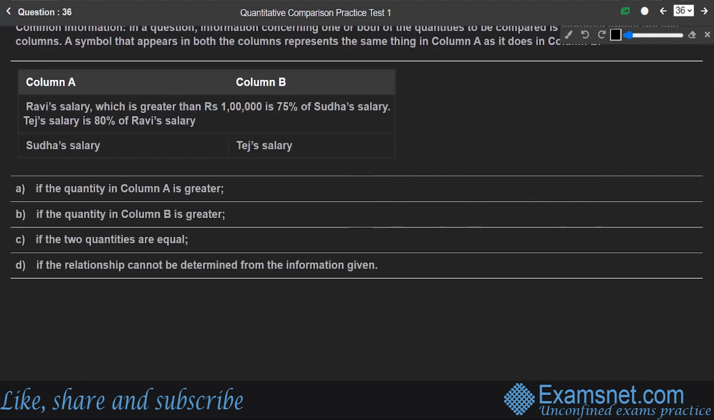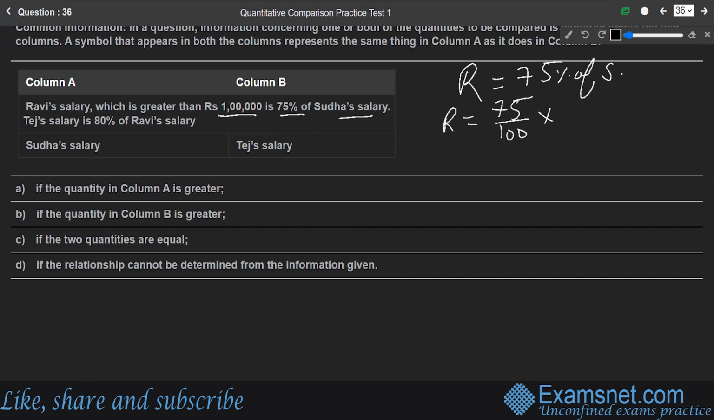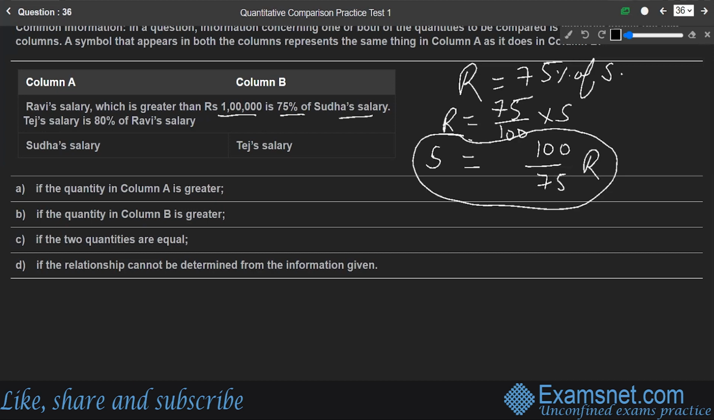Now the question is: Ravi's salary, which is greater than 1 lakh, is 75% of Sudha's salary. So let us establish the connection. Ravi's salary is 75% of Sudha's salary. So we can establish the connection between Sudha's salary and Ravi's salary. So Ravi's salary is 75 by 100 into Sudha's salary. So obviously Sudha's salary will be, let's send this 100 here, 100 by 75 of Ravi's salary. That is the first connection we have established, Sudha and Ravi.